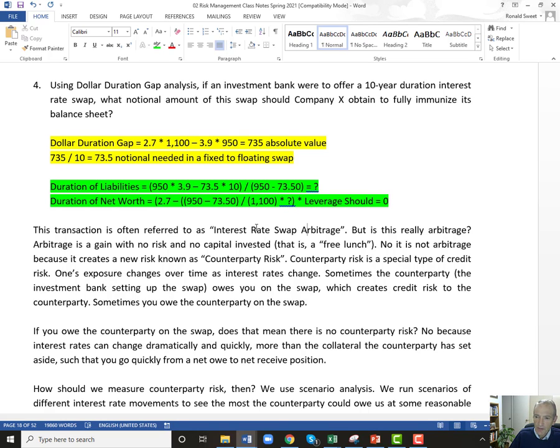So let's talk a little bit more about counterparty risk. Counterparty risk is a special type of credit risk, mainly because sometimes you owe the counterparty money, and sometimes the counterparty owes you money. Your exposure is to that investment bank that set up the swap. Now, you have some protection. If your swap is worth $50 million, your counterparty will have to put aside maybe $50, $60 million into a collateral account. It's called hypothecation. It's essentially giving you collateral for their market value.